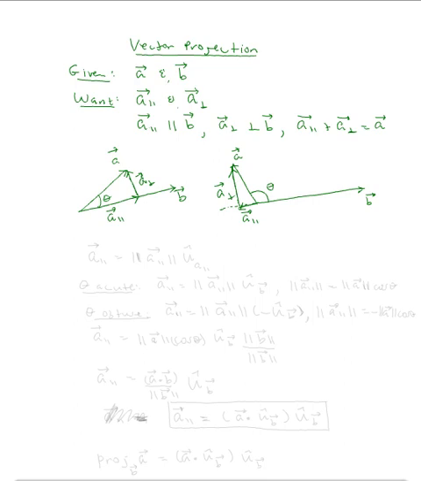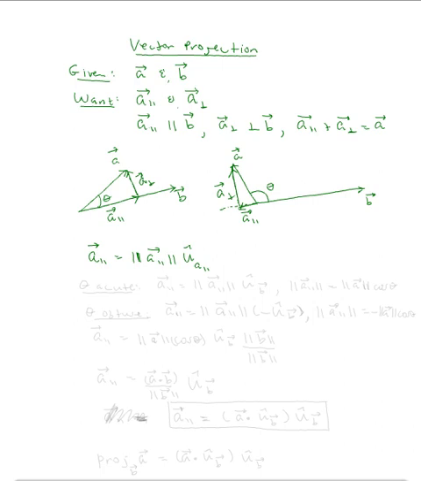Now, to get started on a formula for A parallel, we need only recall that A parallel can be written as its magnitude times the unit vector that has its direction. So, in other words, A parallel is equal to the magnitude of A parallel times u hat sub A parallel, where we use u hat sub A parallel to denote the unit vector in the direction of A parallel. Now, in the acute case, we see that the unit vector in the direction of A parallel is the same as the unit vector in the direction of B. And in the obtuse case, we see that the unit vector in the direction of A parallel is the unit vector opposite the direction of B.